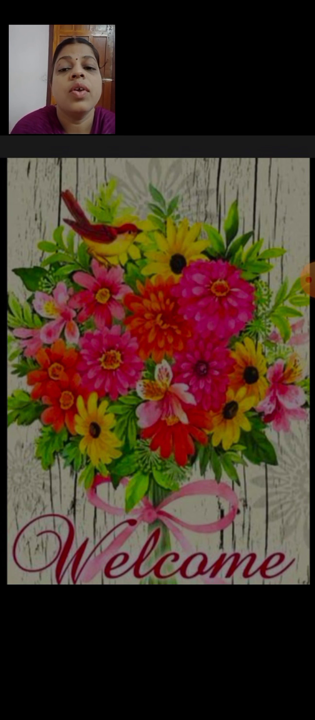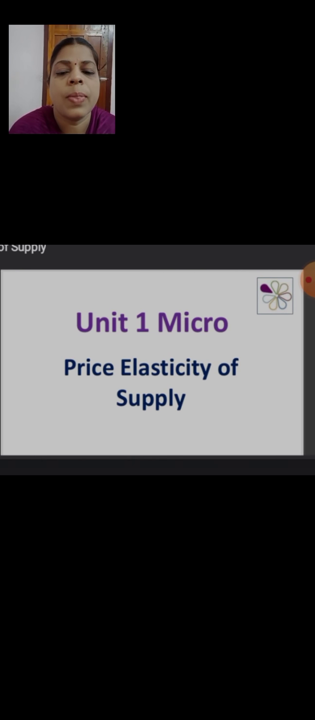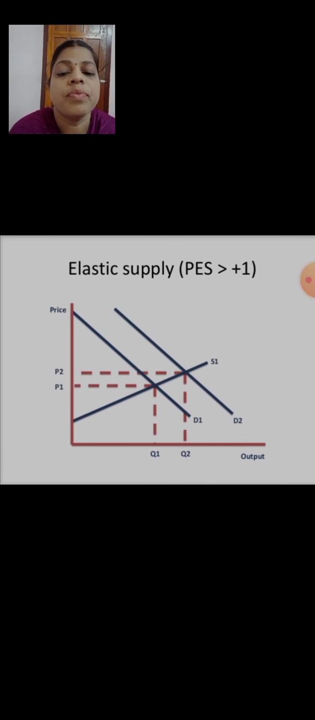Here, we have already dealt with the price elasticity of supply and its various coefficients or various degrees of price elasticities. Next, we'll discuss the diagrammatic representation of such coefficients.